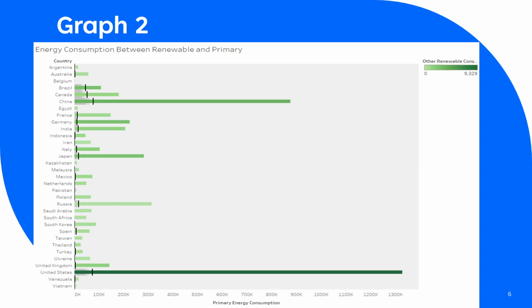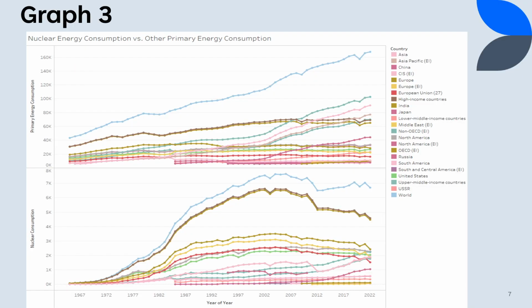For the purposes today, this graph just very obviously tells us that we use a lot more non-renewable energy than we do renewable energy. So because of this, I decided to look further into their non-renewable primary energy sources.